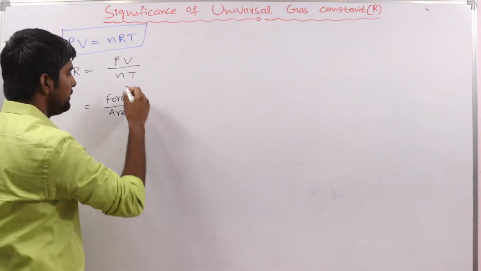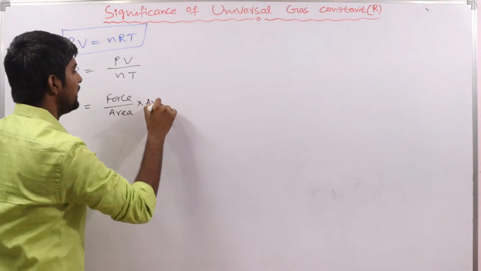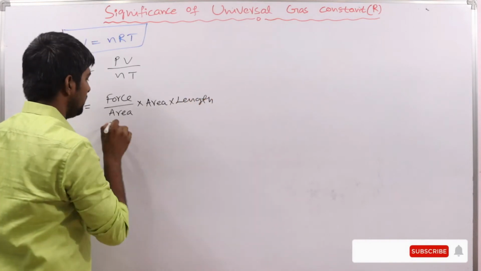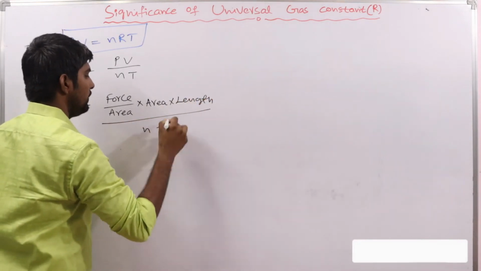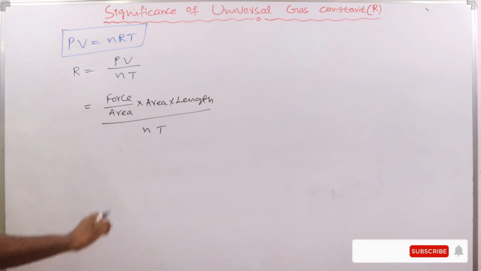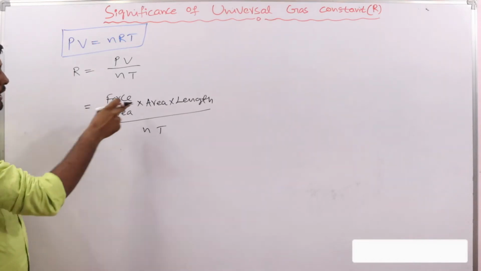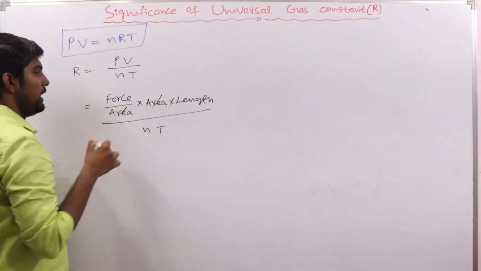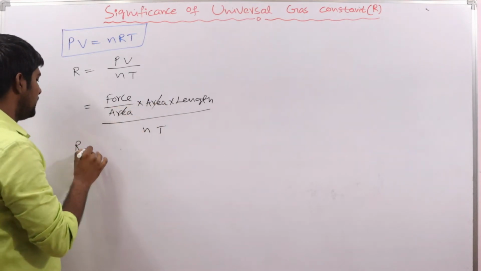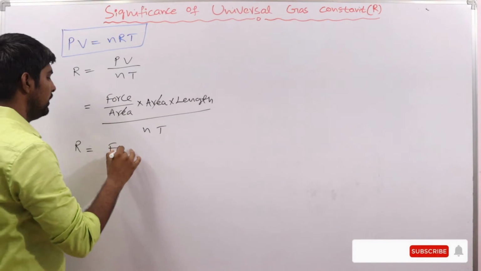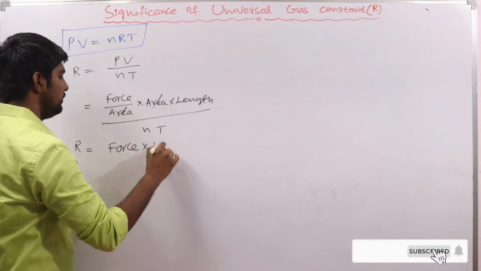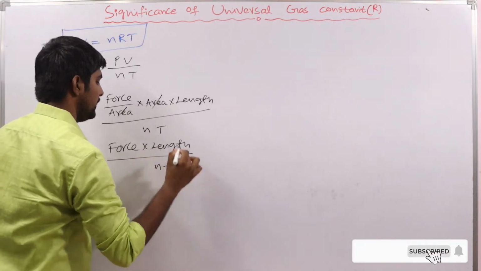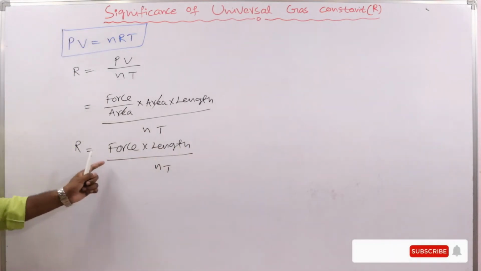And what is the volume expression? We can write here area into length. So R is equal to area into length by nT in the volume part. See here, area and area will get cancelled. So here we get R is equal to force into length by nT.